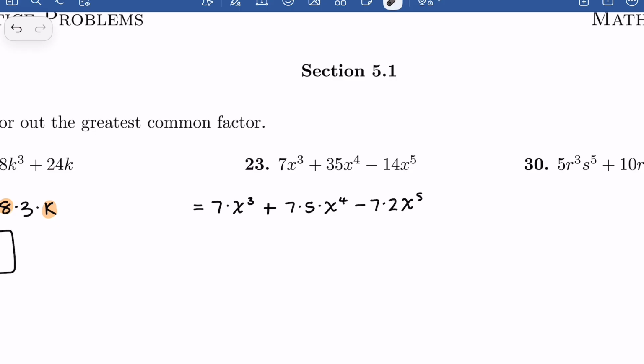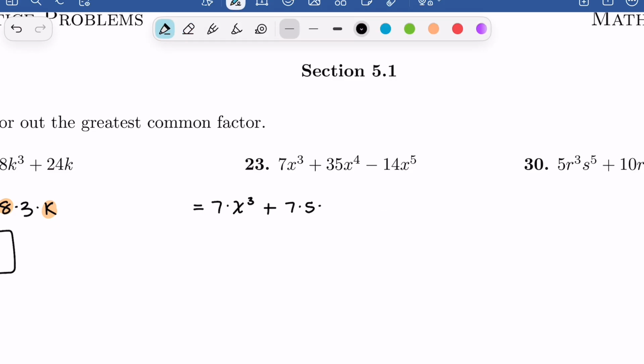And we can actually rewrite our factors so it's more obvious. X to the fourth can be written as x cubed times x, and x to the fifth can be written as x cubed times x squared. So now we can clearly see what the greatest common factor is. Each term shares a factor of 7, and each term shares a factor of x cubed. So our greatest common factor in this case would be 7x cubed.